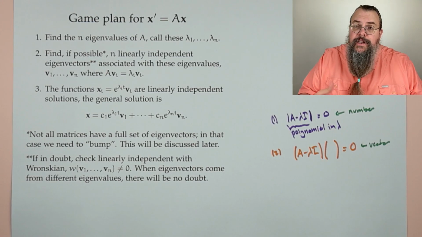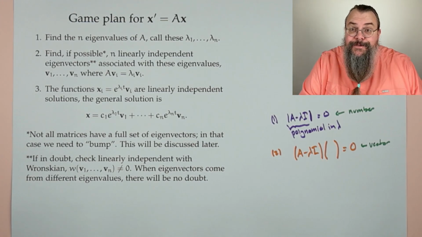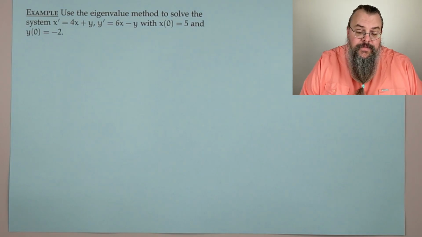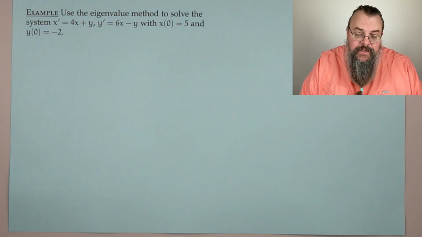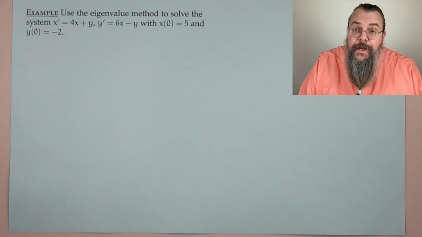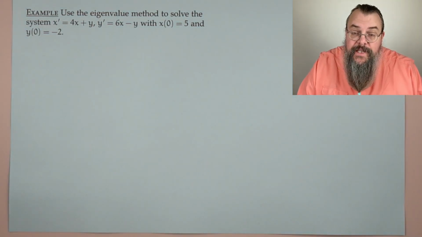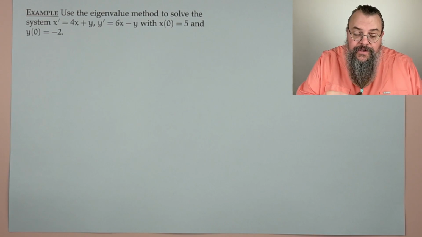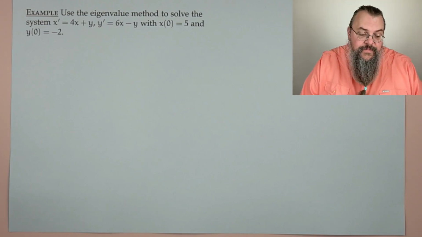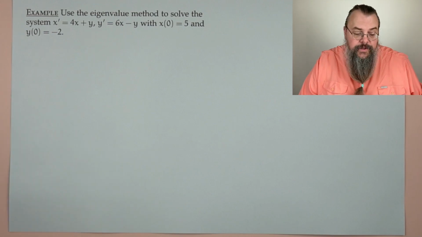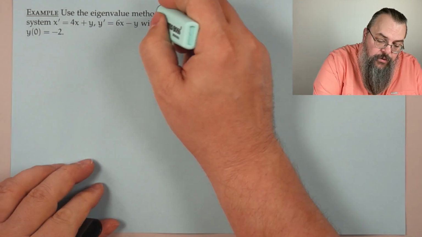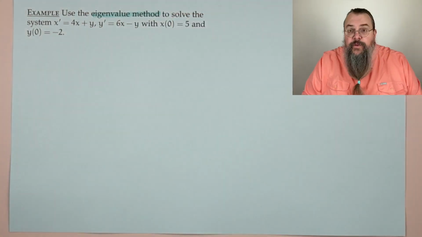All right, let's try it out a little bit. Let's look at the following example. Use the eigenvalue method to solve the system x prime equals 4x plus y, y prime equals 6x minus y, x of 0 is 5, and y of 0 is minus 2. Now we know what we're going to do here, because it says use the eigenvalue method. So we're like, cool, we're going to do that.